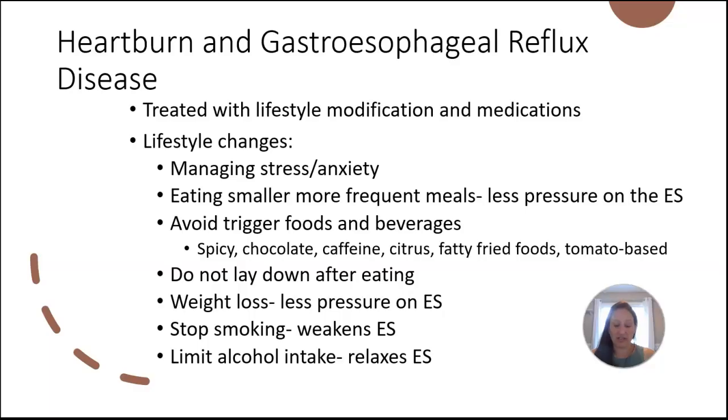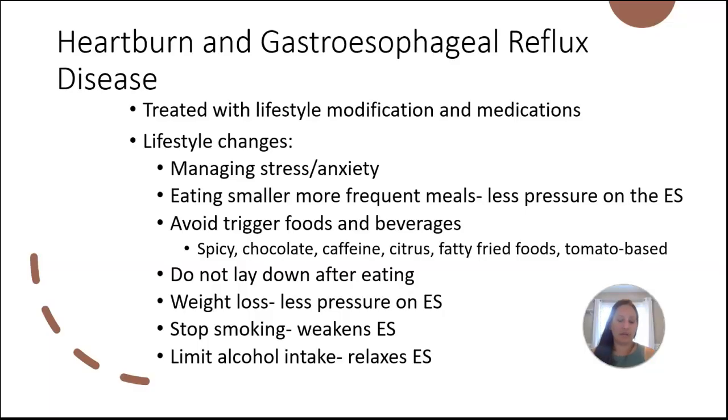Some lifestyle changes that can be made: managing stress and anxiety, which is easier said than done. Eating smaller, more frequent meals is going to put less pressure on that lower esophageal sphincter. Okay, avoiding trigger foods and beverages, those that were listed previously: spicy foods, chocolate, caffeinated beverages, citrus, fatty fried foods, tomato-based foods. Don't lay down after eating, stay in the upright position. That's going to aid, just based on gravity, the movement of food down instead of coming back up.